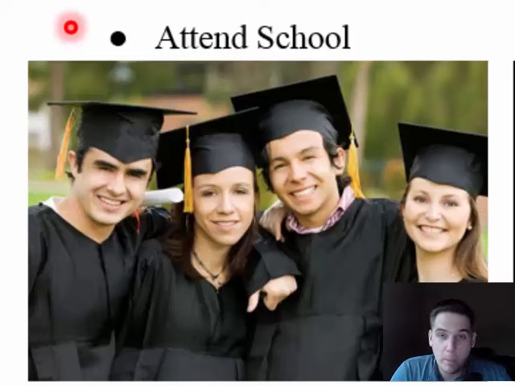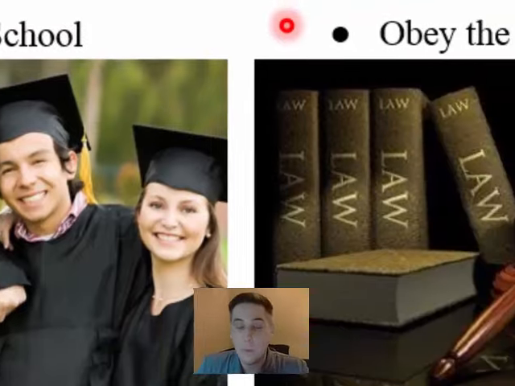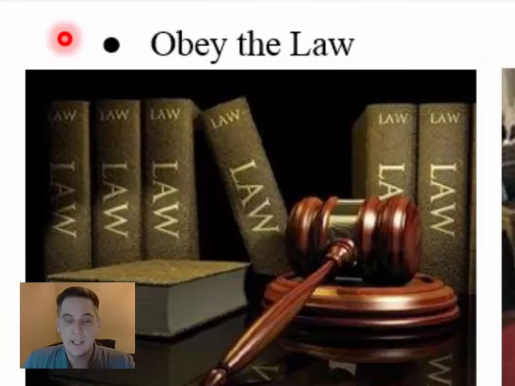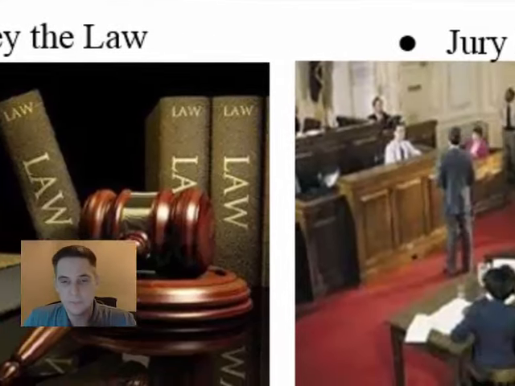Are they prepared for the working world? Are they prepared for responsibility? Are they educated with the skills that they'll need to participate even if they want to after they've become 18 years old? Obeying the law. This one's pretty obvious. As a citizen, you're required to obey the law. If you don't, you'll be punished.